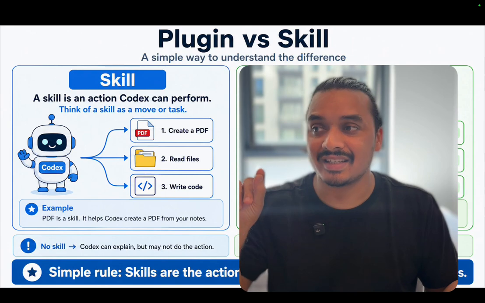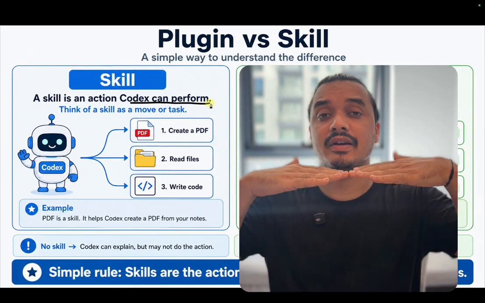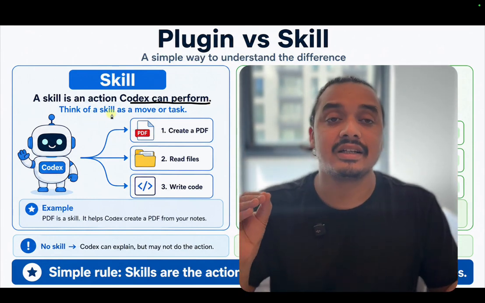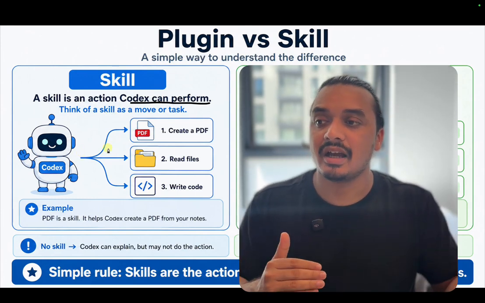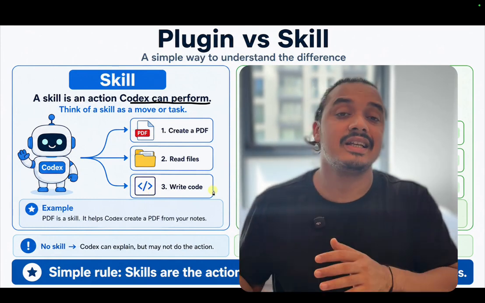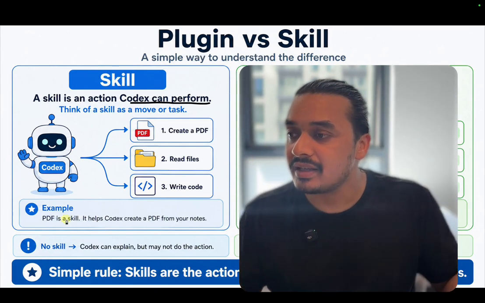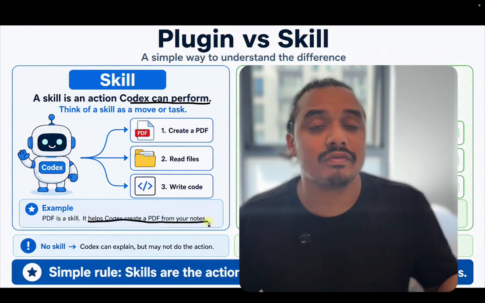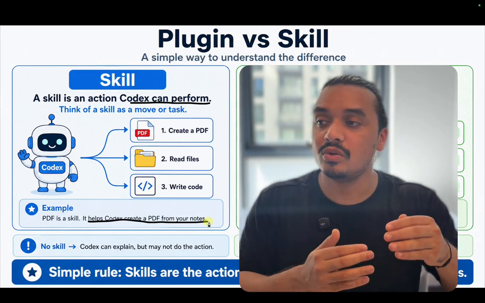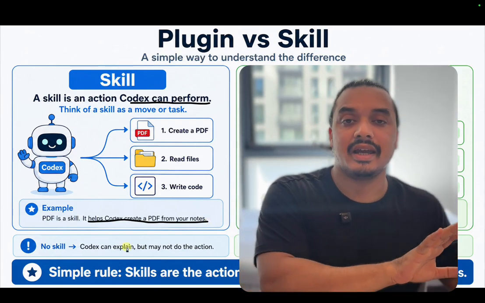Now, what is a skill? A skill is actually the action that Codex can perform. Once you have connected the bridge, what exactly do you want to do? Think of a skill as a task. Once I have connected, let's say I want to create a PDF file, read a file, or write code. So a skill is nothing but an action. PDF is a skill. It helps Codex create a PDF file from your notes. Remember the example I gave? If I don't have the skill, it won't be able to do that action. If there is no skill, Codex can explain, but it cannot do the action.